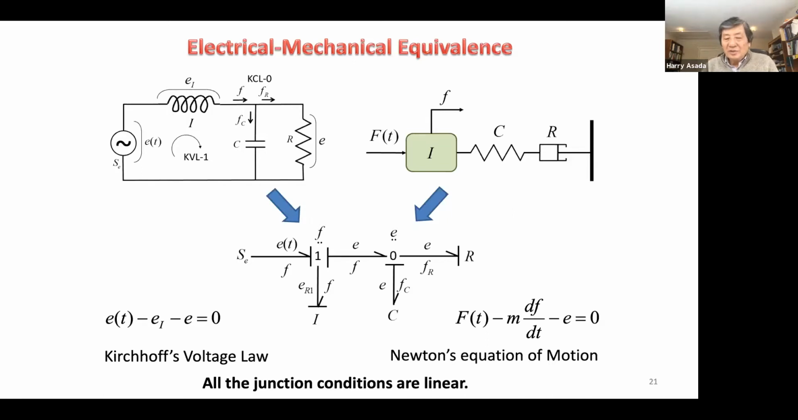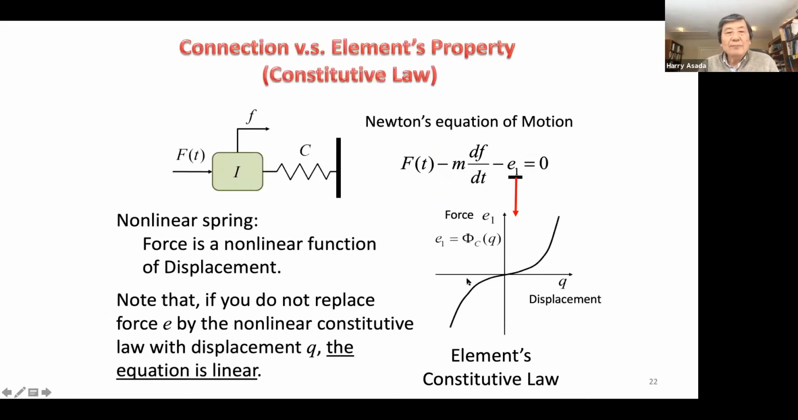And now what is interesting here is that all junction conditions, so you have to write out these equations for every junction, Kirchhoff voltage law and current law in a generalized sense. They all sum to zero, right? So they are basically linear conditions. All the junction conditions are linear. So connection versus element properties, this is a very important part. If you write just one junction condition, equation of motion, you get these equations, right?